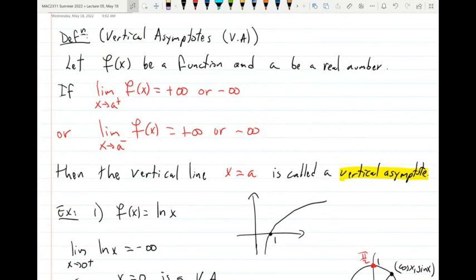Because sometimes a full limit may not exist. If you think about this function, 1 over x, x equals 0 is a vertical asymptote, yes? But the limit at 0 does not exist. Notice that from the right you go to positive infinity, but from the left it goes to negative infinity. So the actual limit does not exist. But it's enough to just look at the side limit. That's why in the definition we have the side limit.